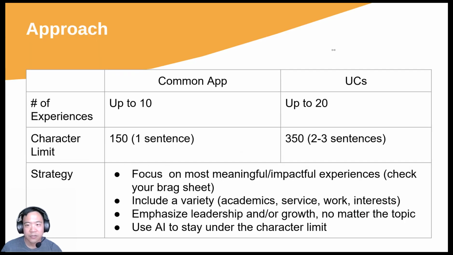This section is going to look different depending on the application. On the Common App, you can list up to 10 activities, and your description is basically one sentence. For the UC application, you can list up to 20 activities, and you have about 2 to 3 sentences. No matter the format, focus on your most meaningful experiences. Show variety and highlight leadership and growth even in small roles. If you need help cutting down your words, AI can be useful to keep you under the limit while still sounding like you. The last prompt in the AI prompt document will hopefully help you with this.